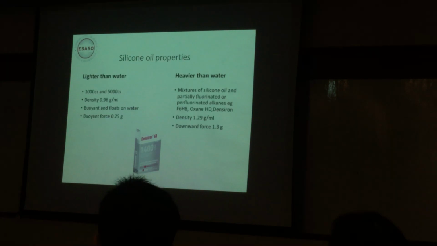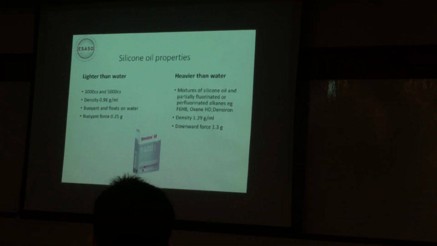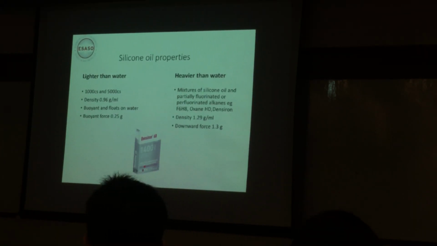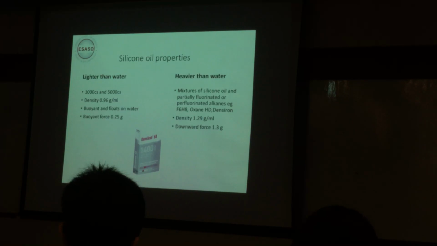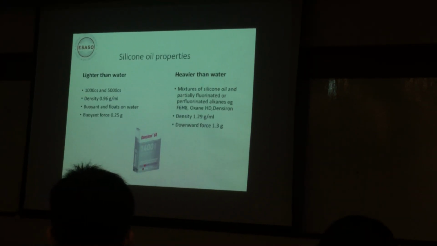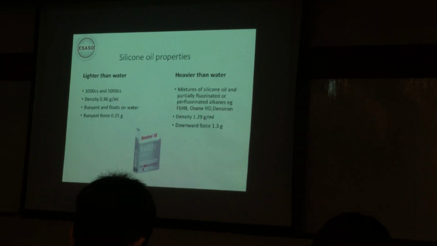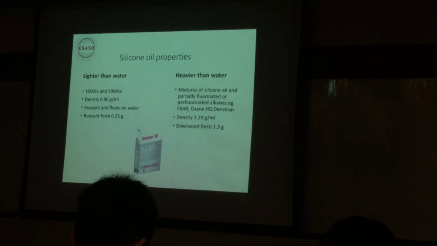So there are lighter than water or heavier than water silicone oils. The lighter than water oils are usually 1,000 or 5,000 centistokes. The heavier than water silicone oils were initially popular mostly in Europe, not much used here in Asia, though some people still use them. These are the Oxane, the Densiron, or F6H8. These have a downward tamponade force much greater than the lighter than water oils, the standard silicone oils.